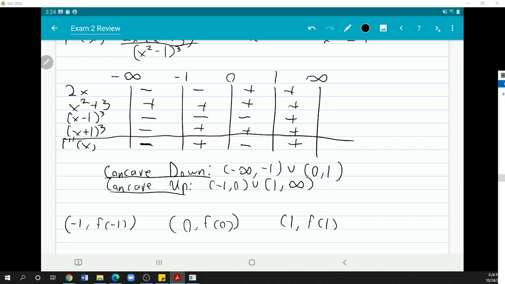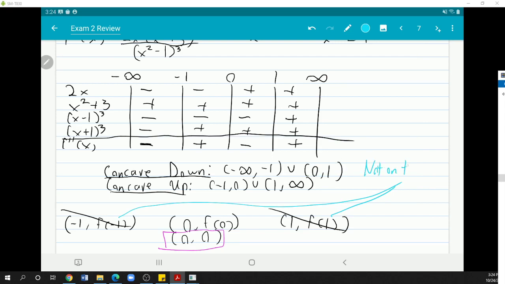What's the issue though? These two don't exist because minus 1 and 1 aren't in the domain of the function. So you might be tempted to think those are technically inflection points, but because they're not on the graph, they don't work. And then (0, 0) is your point, and that's your only inflection point. And let me make a note. Not on the graph. And that's 10b.